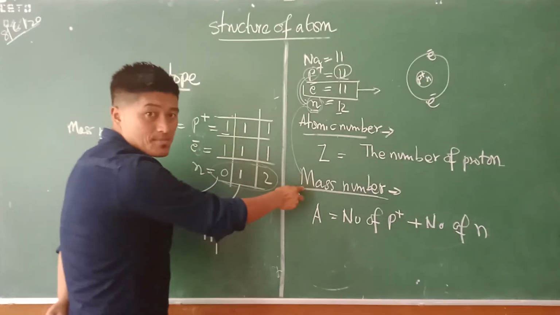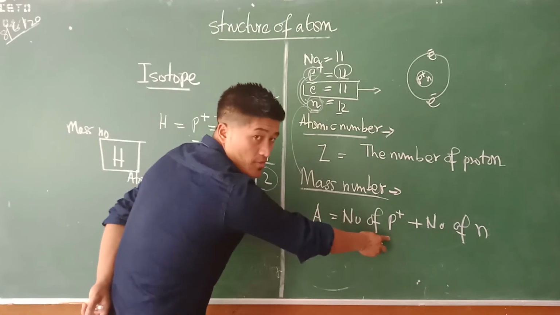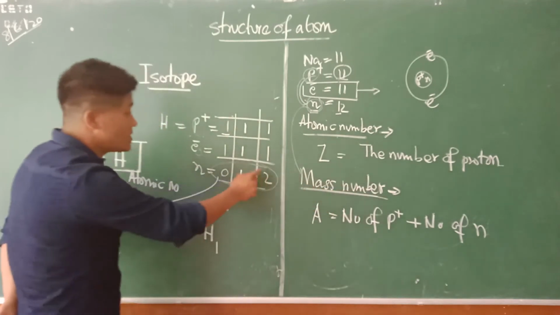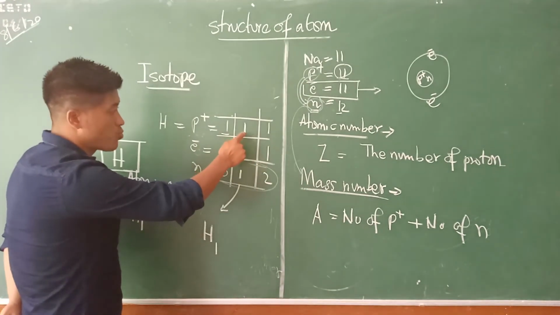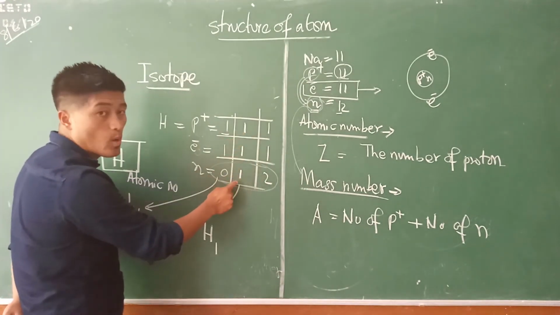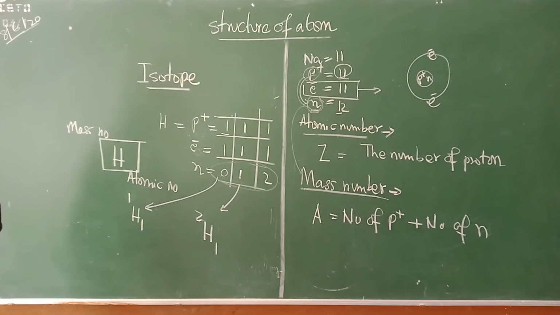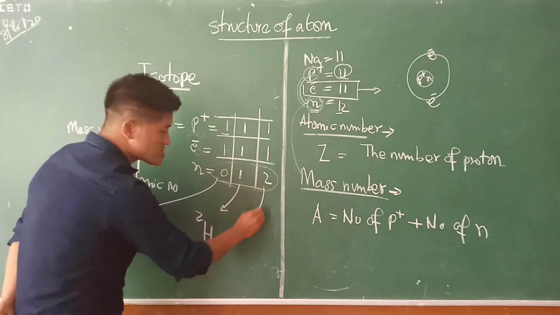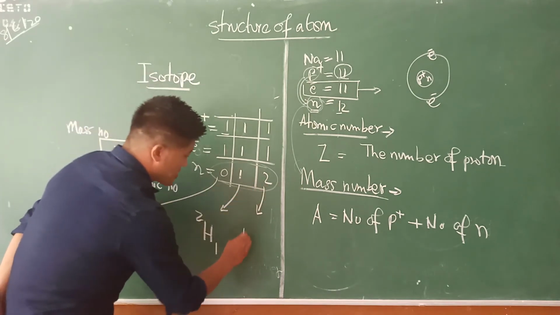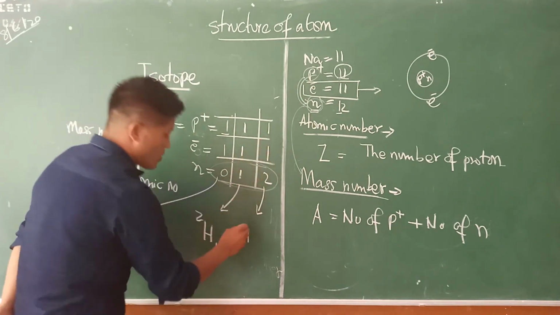This is the mass number on top. Now how much is the mass number? Mass number is the number of proton plus number of neutron. The number of proton is 1, number of neutron is 1. 1 plus 1 is 2. Is that clear? Now I shall write for this one here. Hydrogen again. Number of proton is 1.